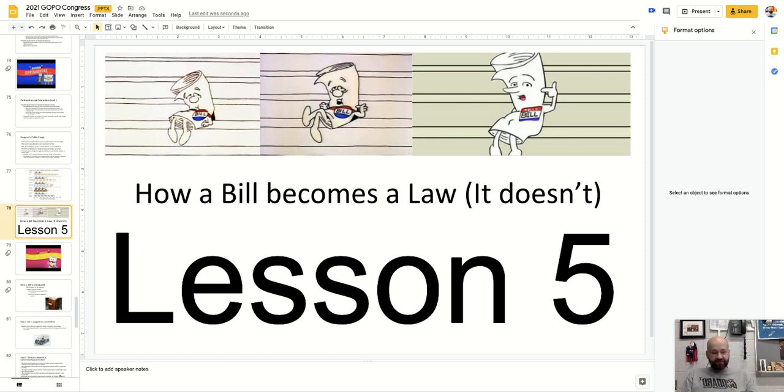Hello, friends and foes. We're going to wrap up this Congress unit on a low note about how a bill does or does not become law.